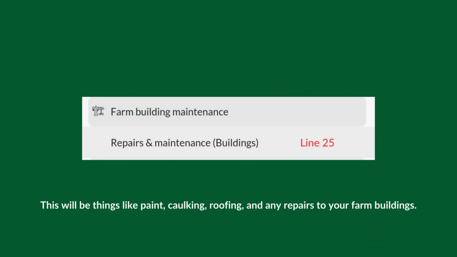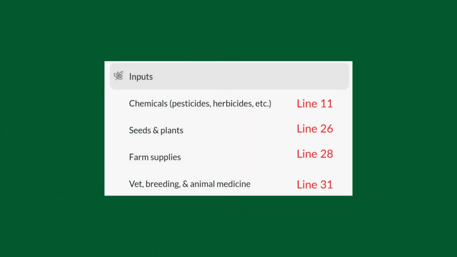Next is farm building maintenance. This can be things like paint, caulk, roofing, and any repairs that you make to your farm buildings, and these will go on to line 25. Next, we have chemicals such as your pesticides, herbicides, fungicides, and these will go to line 11. Next is seeds and plants. This could also possibly include potting soil and pots if you sell those as a part of your plants, and these will go to line 26.